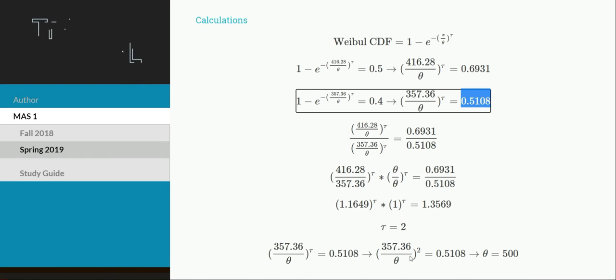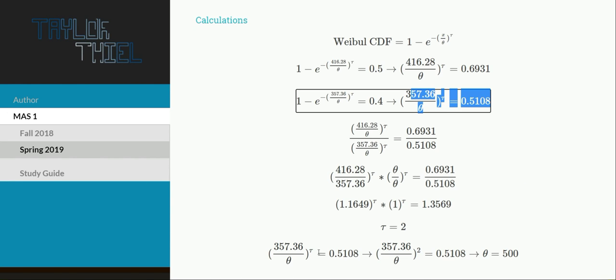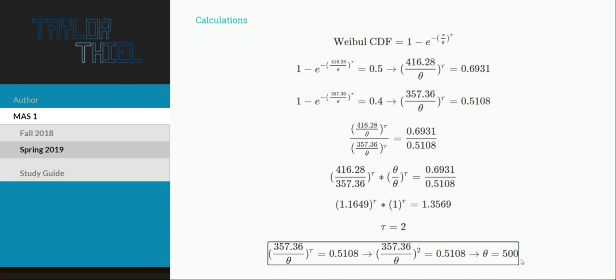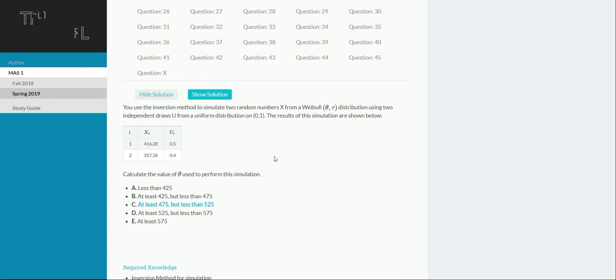Then we know tau is 2. We can go back to one of these equations, it doesn't matter which, but I use this equation here. Plugging in tau equals 2 and solving for theta, we get that theta equals 500. Scrolling back up, we see that 500 falls in the range of C, so that is our final solution.